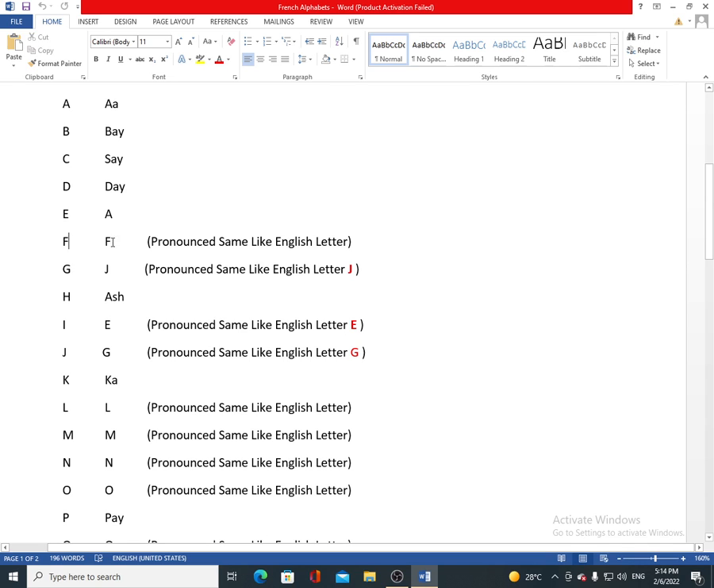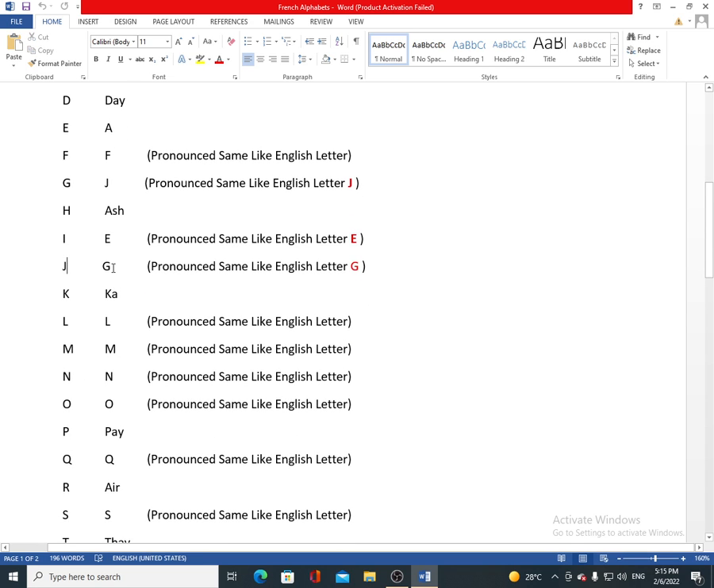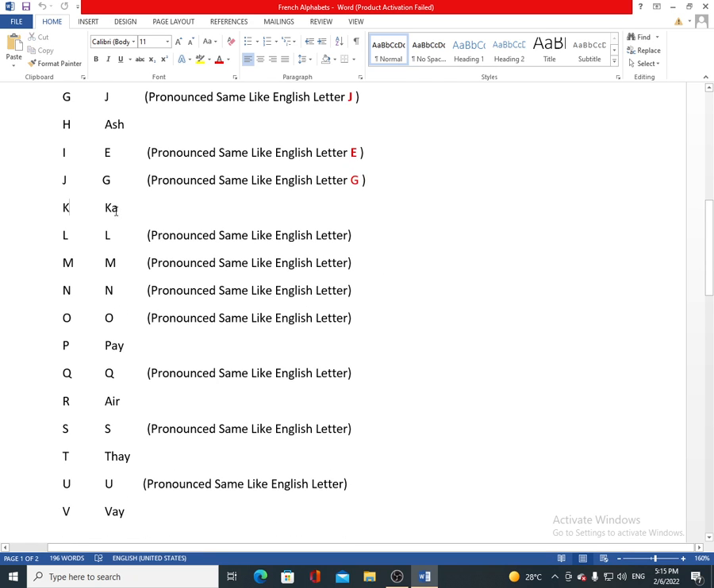F is pronounced as F, same as in English. Letter G is pronounced as the English letter J. H is pronounced as Ash. I is pronounced as the English letter E. J is pronounced as the English letter G. K is pronounced as K. L is pronounced as the English letter L.